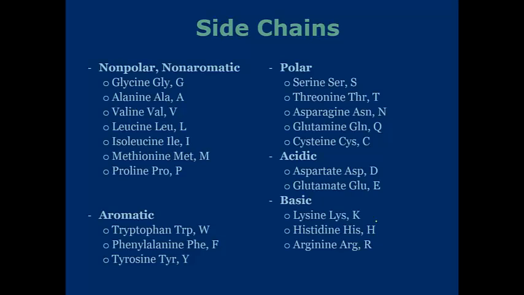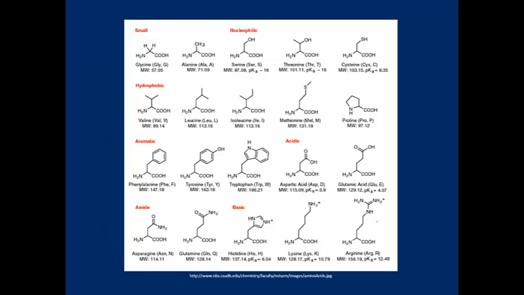The way I like to divide them is by nonpolar, non-aromatic, and the ones are listed below. Aromatic, polar, and acidic and basic are especially important when we talk about things such as pI, which we'll go into later. Below is the 20 amino acids you are going to see, and the R groups.